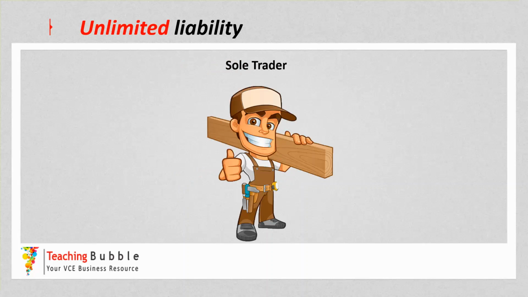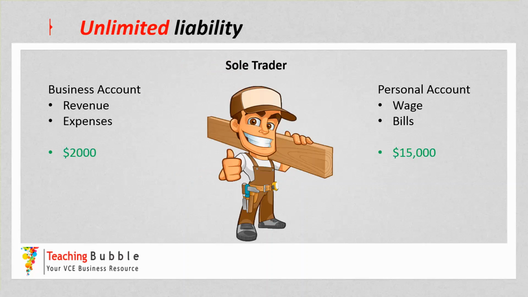A tradie who's a sole trader may have a business account where they run their business expenses. All the money that they earn, the revenue they earn, goes through that business account as well as the expenses. But they also have their personal account, so their normal wage and bills to run their own household. Now, things are going really well. The business account has got $2,000 in it, and their personal account has got $15,000 in it.